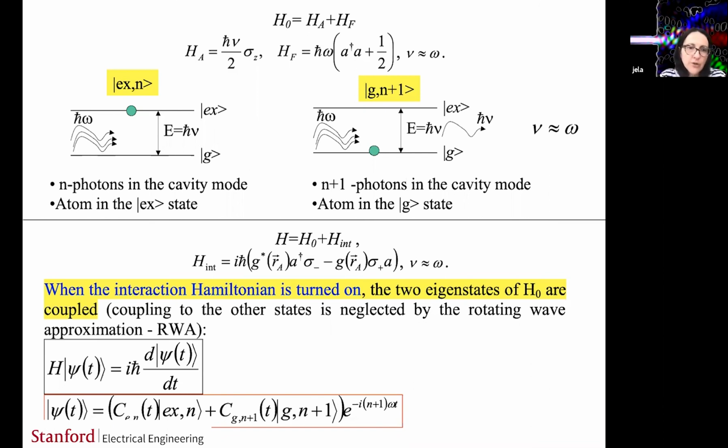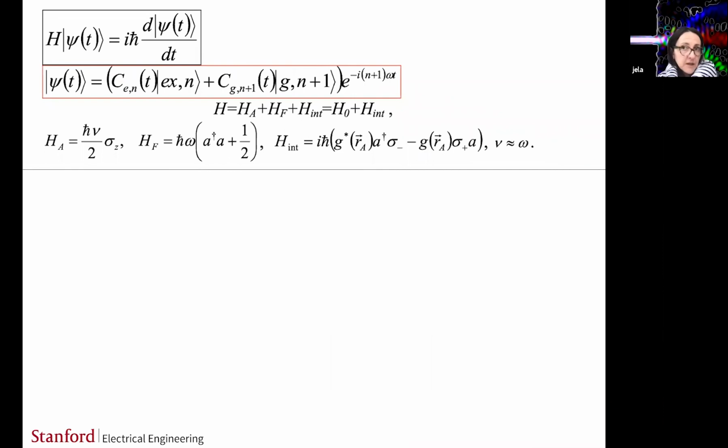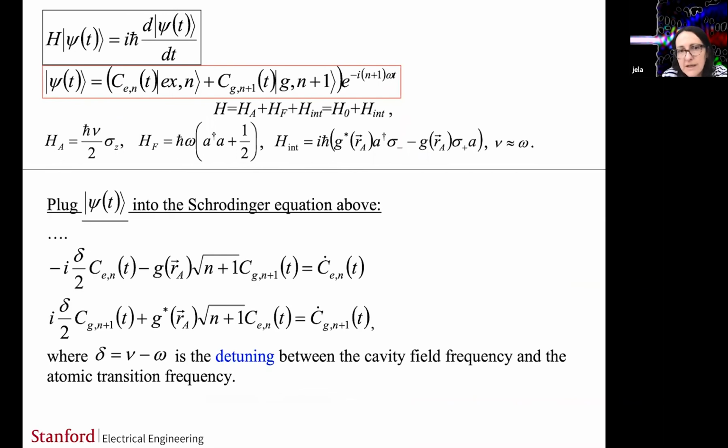And all the steps of the process are described in the course reader. If you're interested, I'm not really going to go through it right now because it is very simple to do. But this is what you would obtain once you plug this expansion into the Schrödinger equation and then act on it from the left with E, x, n or G, n plus 1. You will construct these two coupled equations for the coefficients C E x n and C G n plus 1, okay? And these are coupled differential equations. Since you have only two unknowns, C E n and C G n plus 1, when you solve them, you will be able to find these coefficients.